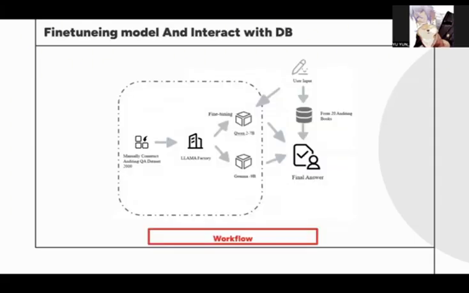Okay, so how do we fine-tune our model and interact with the database? First of all, we use the Llama Factory, which has a lot of pre-trained models, so we can choose the most powerful model we want, and we also have our manually compiled QA data sets. So we use that data set to fine-tune our two models. And later, when the user inputs their questions, as you can see at the top right corner, we will both fetch the data from the auditing books and also prompt the content to the model to get the final answer.